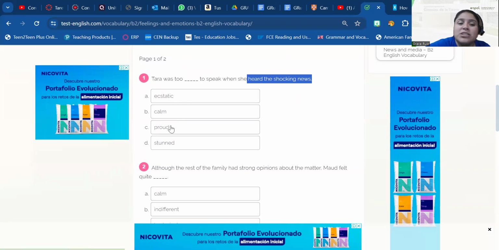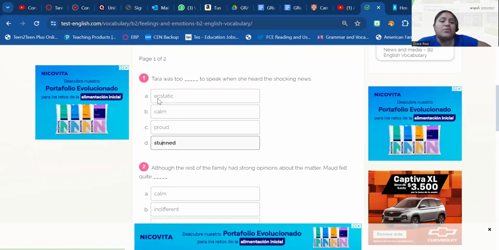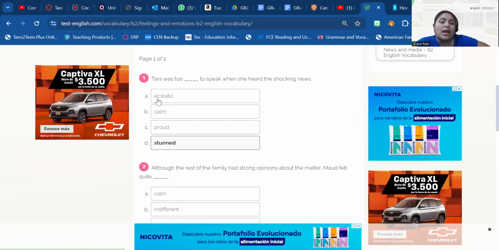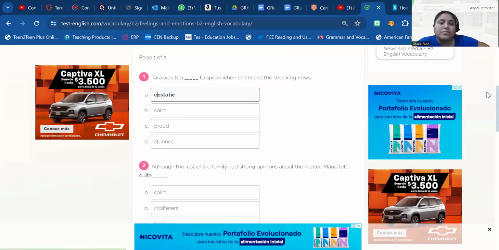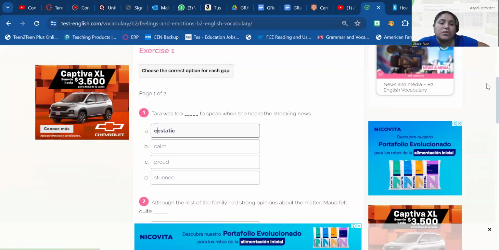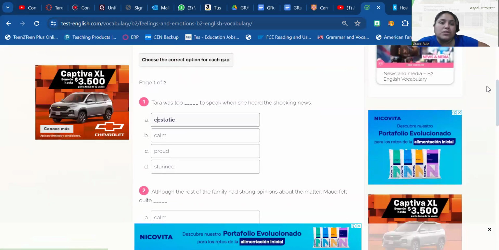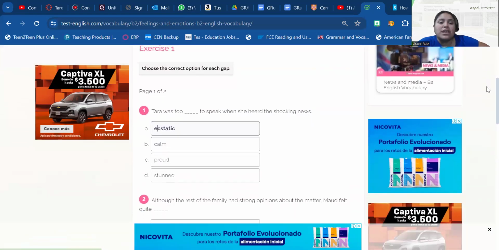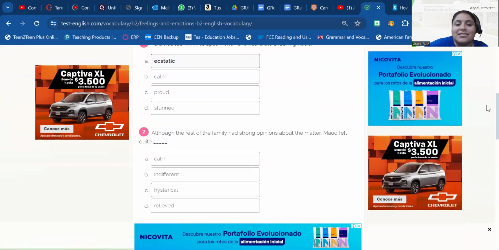Now, ecstatic could be, or stunned, like without a word. Which one do you think it is? Let's see if it's ecstatic. Okay. Or we can choose a different one. I think it would be between A and D. We will check for the answer. Tara was too to speak. I think it's ecstatic. I'm not sure. Okay, let's just say ecstatic and let's check for the answers later.